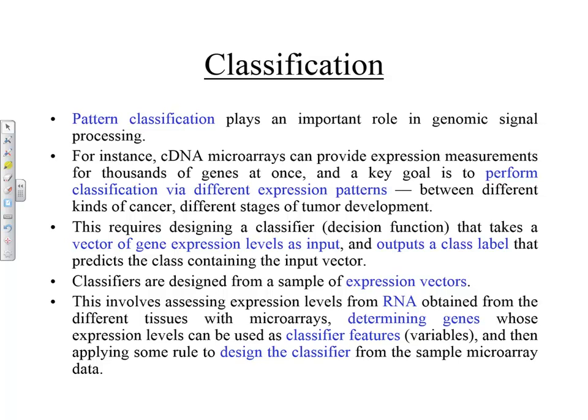So this is going to involve assessing expression levels from RNA obtained from the different tissues with microarrays, and determining the genes whose expression levels can be used as classifier features. Because on a typical microarray slide, you might have 40,000 genes. You do not want 40,000 features to use for classification. So you have to narrow down that number, and then you will have to apply some rule to design the classifier from the sample microarray data.